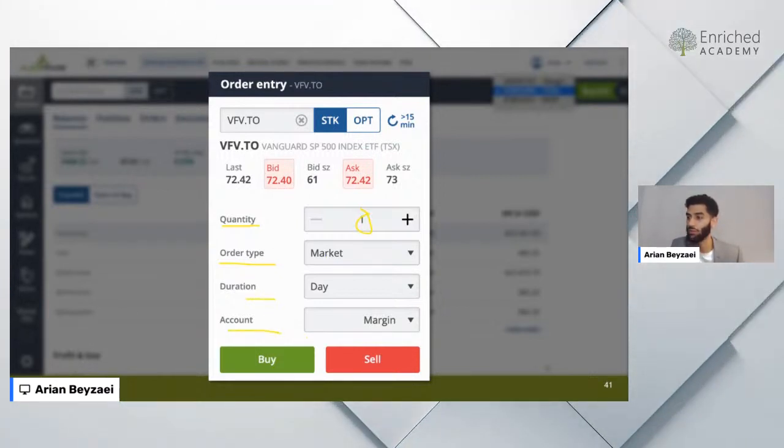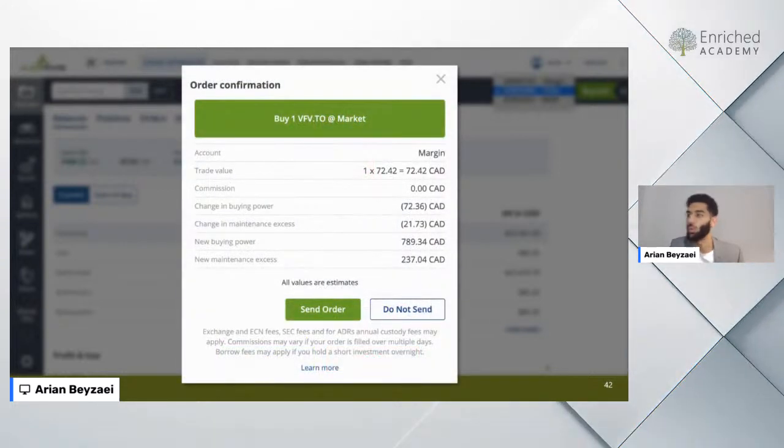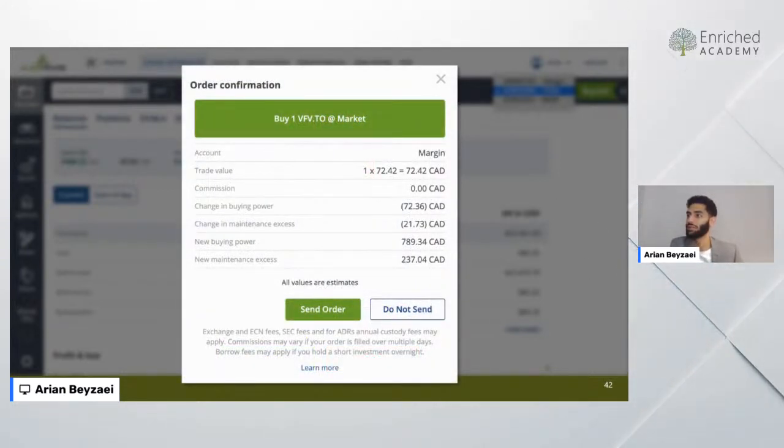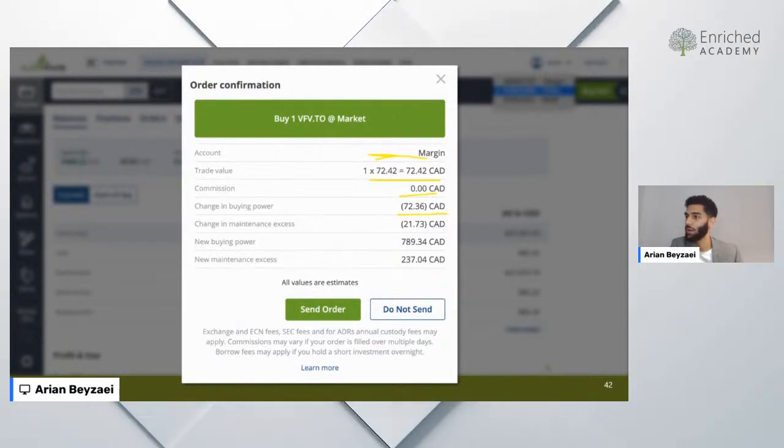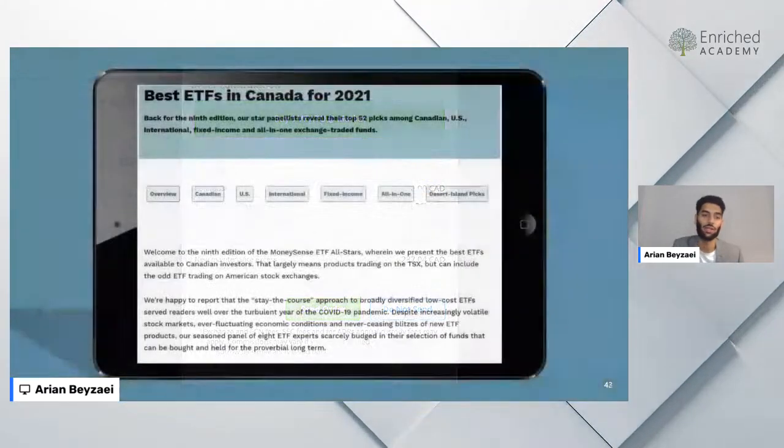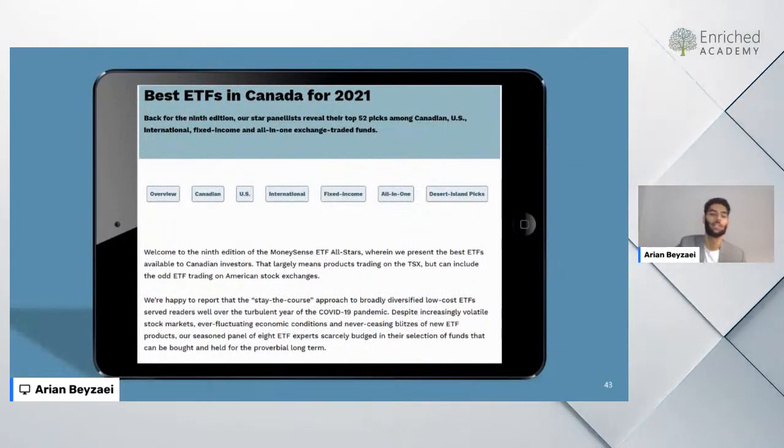Duration, the account, you click buy. It'll give you an order summary. So in this account, this is my margin account, how much it's going to be, the commission, change in buying power, new buying power, send order, done deal, that easy, right?